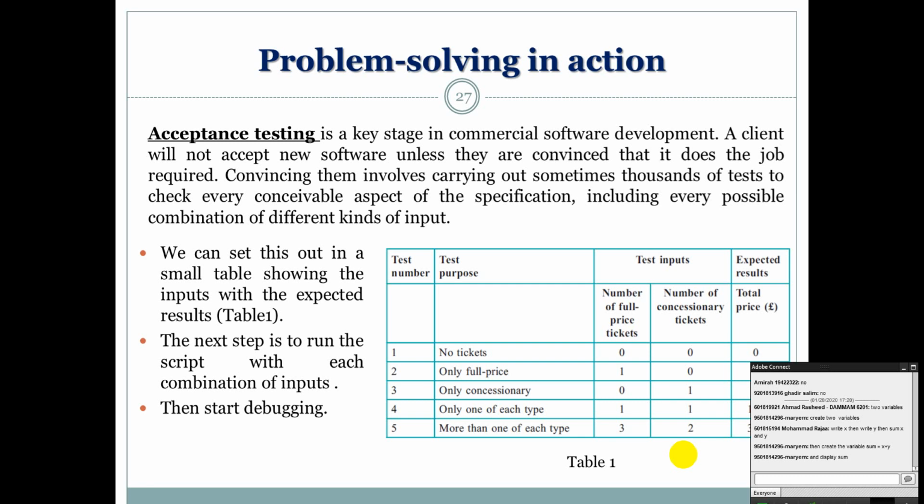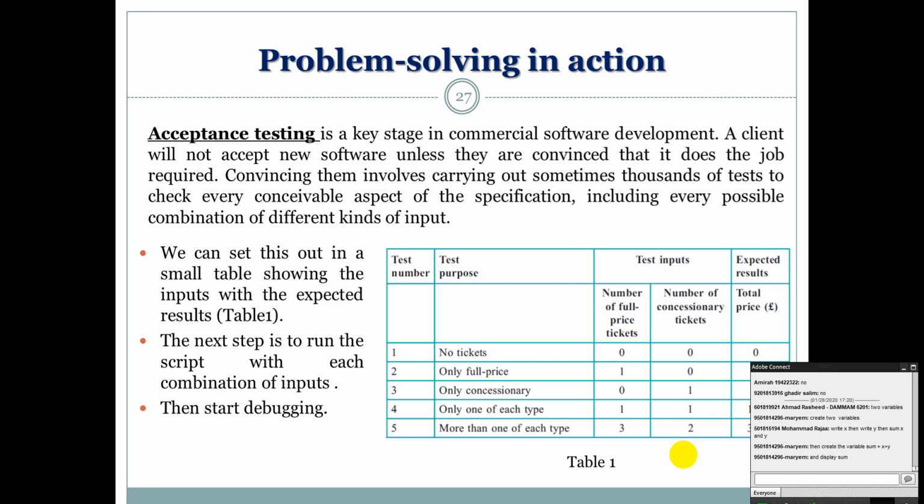to convince the client about the correctness of the software and to use the software. So we can set a number of tests for the acceptance testing. For example, here let's say that we have the program of calculating the total price of the tickets.